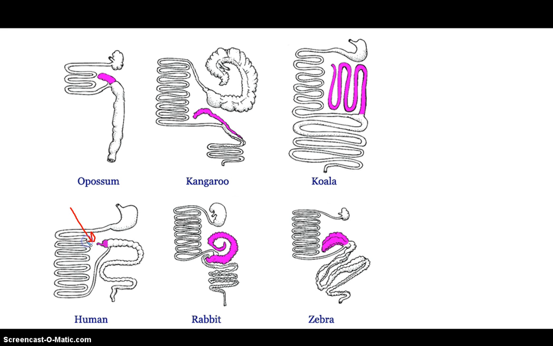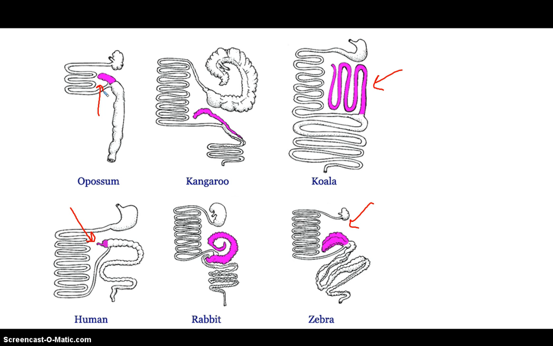Way down here, there's our appendix, which is a little offshoot of the large intestine, and ours has been greatly reduced over time because of our changes in diet. We don't need it anymore. But some other animals, like the koala and the zebra here, still have it much enlarged. It's called the cecum. And the opossum, you can see, is much closer to what the human has. And so over time, the structure has been expanded in some animals.